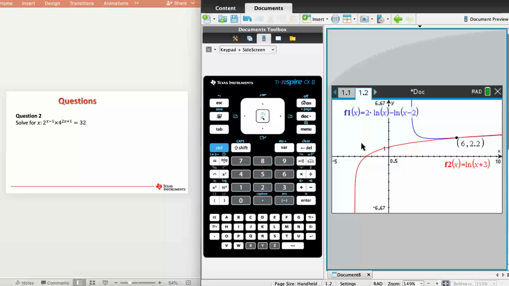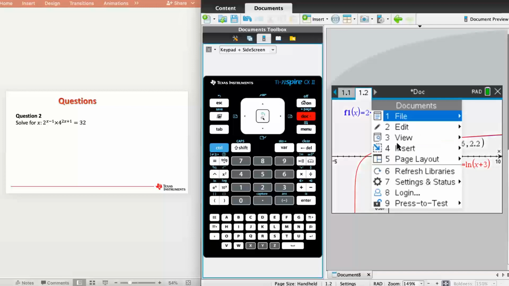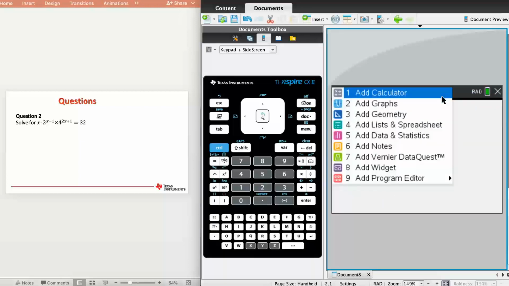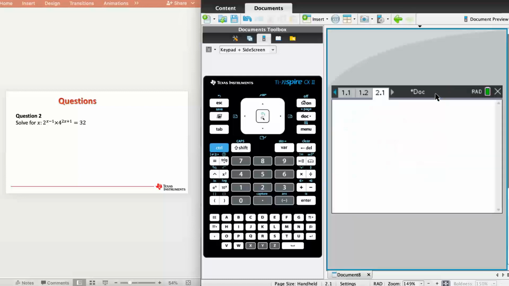It's a good idea to do this because when you're in an exam situation and you'd like to go back and check the questions, if you open a new problem for each question, it's very easy to go back and find the questions that you'd like to check. So documents, I'm going to insert a problem. Again, in this case, I'm going to start with a calculator page. So I insert a calculator.